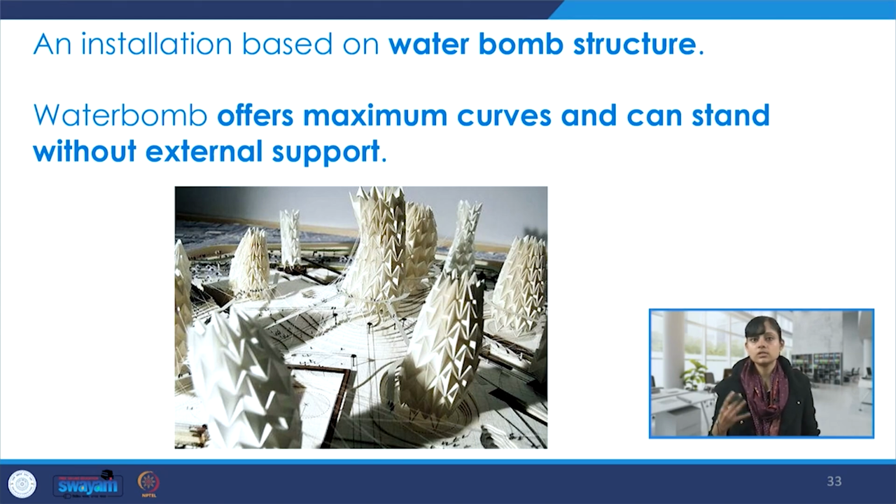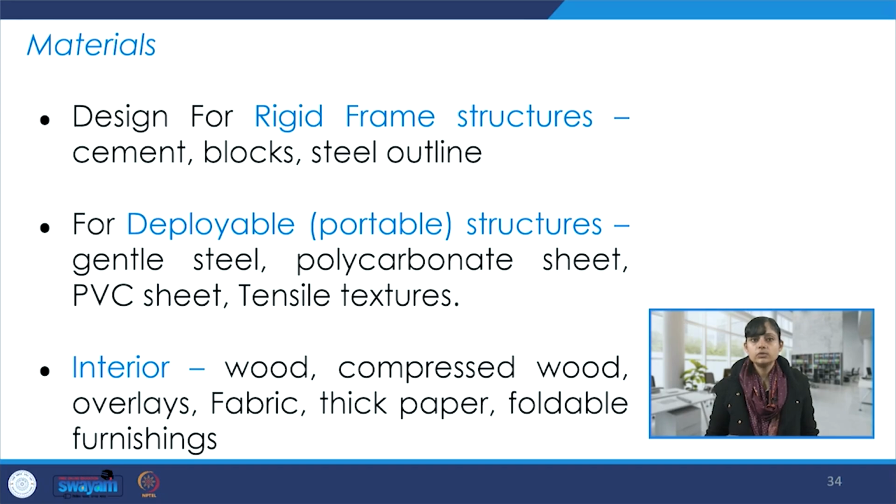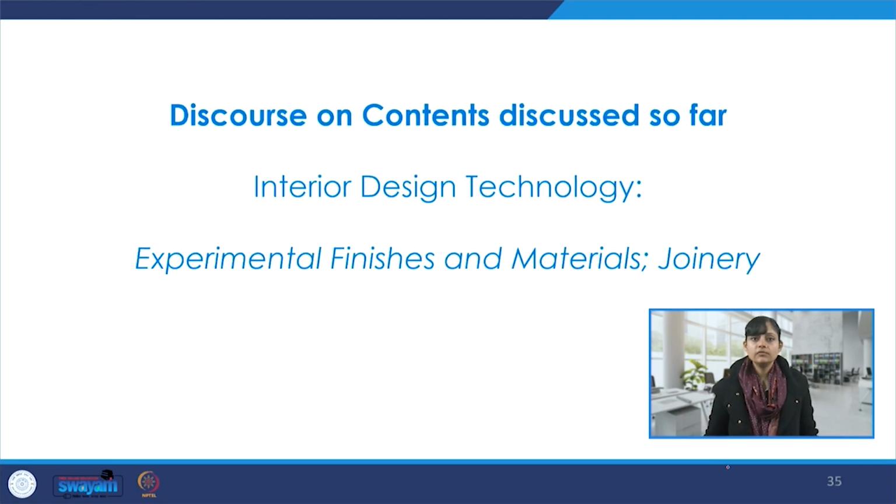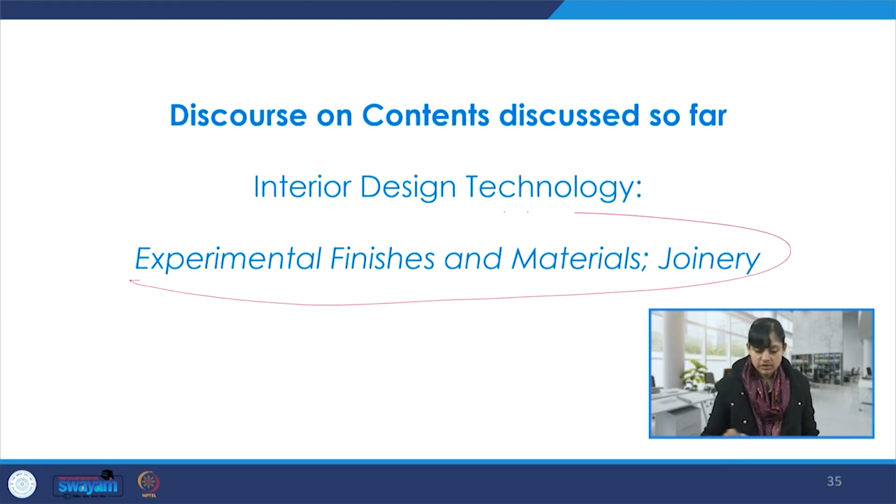And what does this kind of a structure particularly do, and for achieving a certain kind of design. We also tried to see some materials which are quite popular and which are friendly while we are utilizing origami principles and techniques, and they could be used whether it's for the rigid frame structures or portable structures or for interior spaces. Then we tried to see experimental finishes and materials along with some discussion on joinery, and we were trying to understand these trends and this interior design technology.